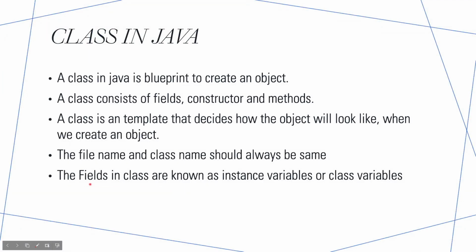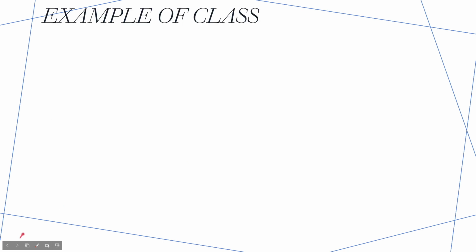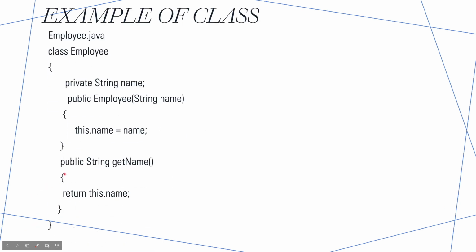Let us see an example of a class, how we can create a class. Here we have created an Employee class. The file name is employee.java. So you can see here the name that we have given is similar to the class name. So always the file name and class name will be the same. This is the point that we have discussed previously.